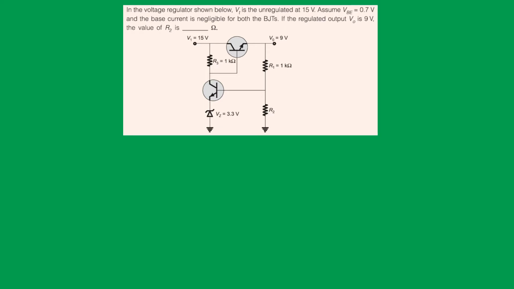The first problem is, in the voltage regulator shown below, Vi is the unregulated input at 15 volts. Assume VBE equal to 0.7 volt and the base current is negligible for both the BJTs. If the regulated output V0 is 9 volt, the value of R2 is.